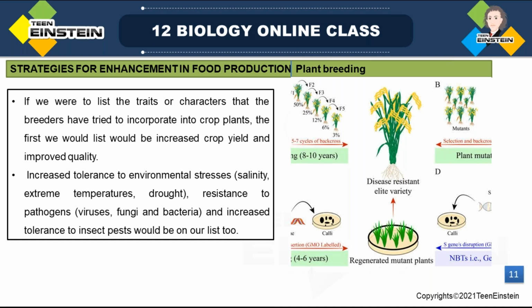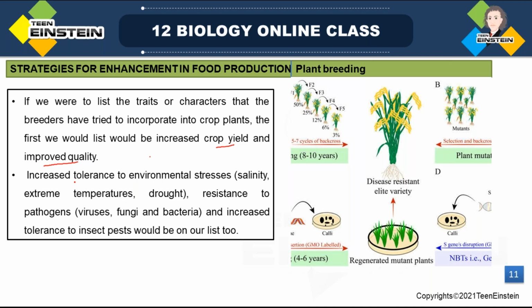So first, which characters will breeders concentrate on? It's very common. If we are doing some plant breeding techniques, first breeders will concentrate on yield and quality, right? These are the main things we need to concentrate on. We are trying to increase the crop yield and the quality also. We should get an improved quality, right?